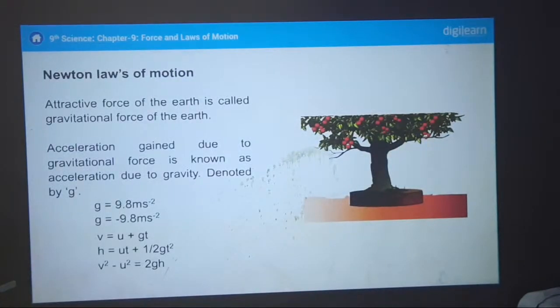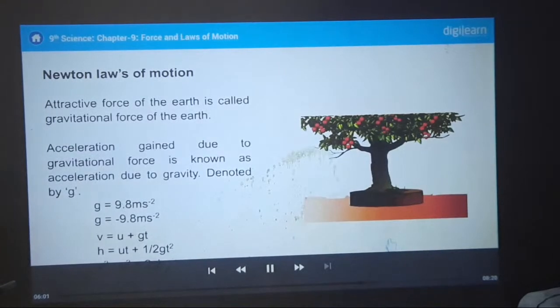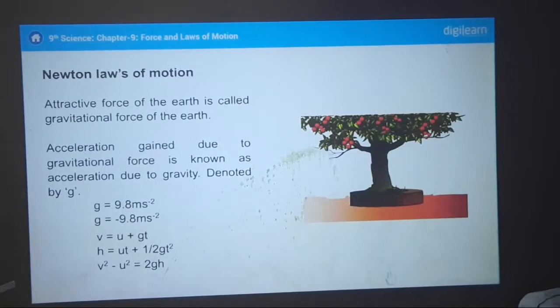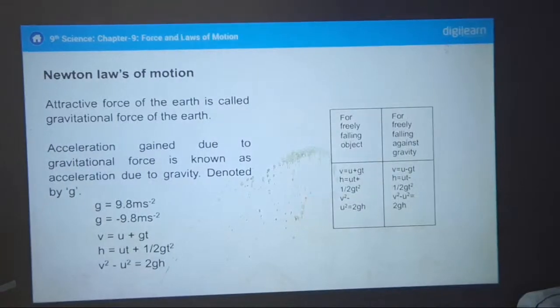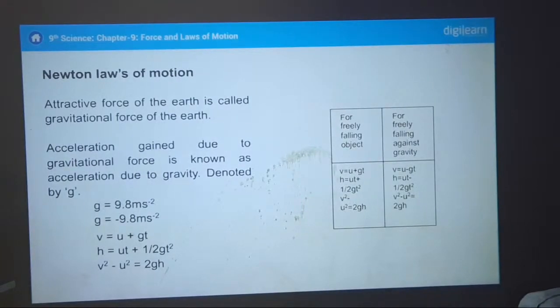Now, we explain about the gravitation of Earth. Objects thrown vertically upwards move for a certain distance and then fall back to the ground. It is due to the gravitational force of the Earth. Acceleration gained by the bodies due to the gravitational force is known as acceleration due to gravity. For vertically downward motion and for vertically upward motion, equations of motion are given.